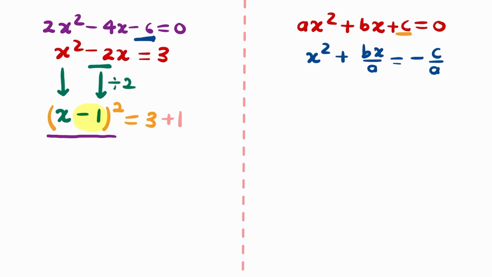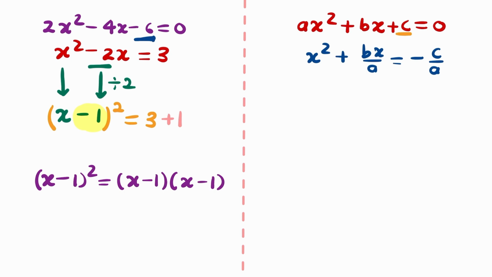First of all, let's expand the left hand side of the equation. The left hand side of the equation is (x minus 1) squared. (x minus 1) squared is equal to (x minus 1) times (x minus 1). It is multiplied by itself. Now in order to expand this further, we have to multiply x by x and x by minus 1 like this. And also minus 1 by x and minus 1 by minus 1 like this.